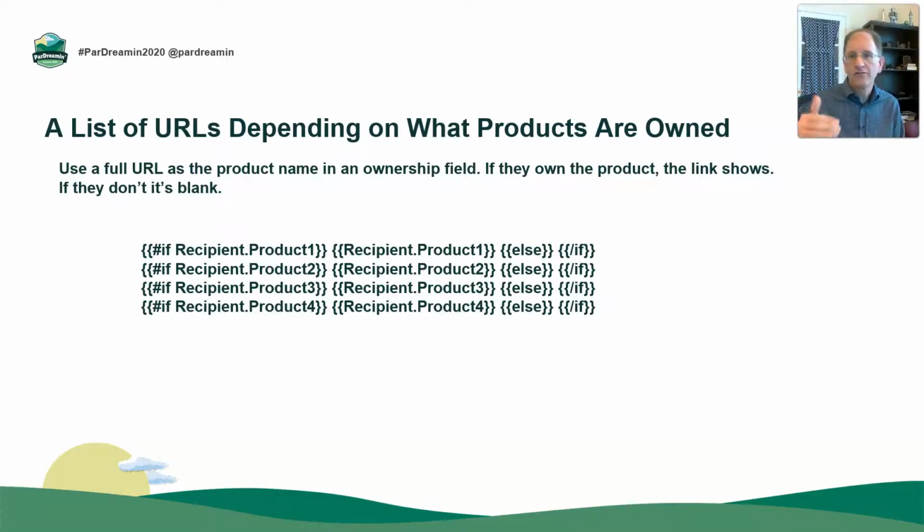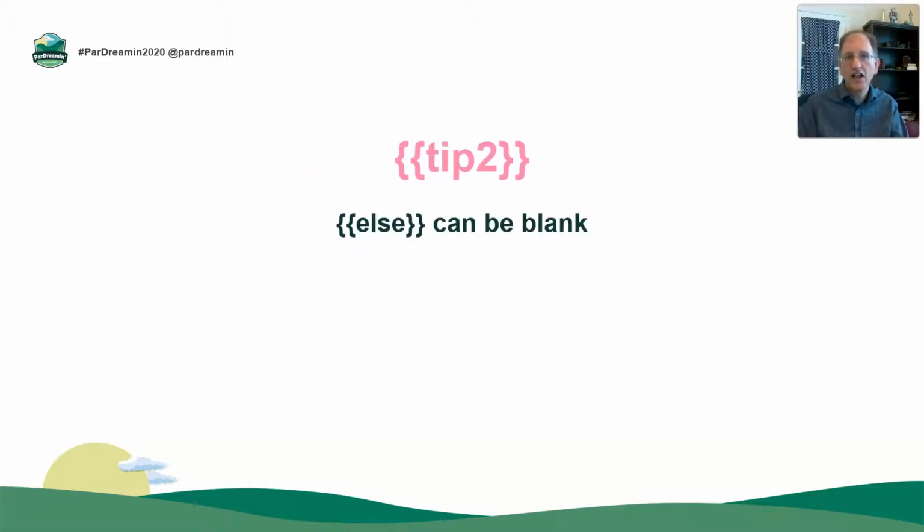And you can have multiple fields. Let's say you have 4 products in your portfolio. Show them these links if they happen to own the product, and don't show them if they don't. If they own the product, then the link shows. If they don't, it's blank. So that's the other tip, is that the else option can be blank. Just don't show anything if you don't have that field populated.